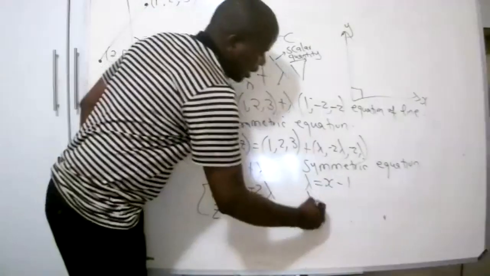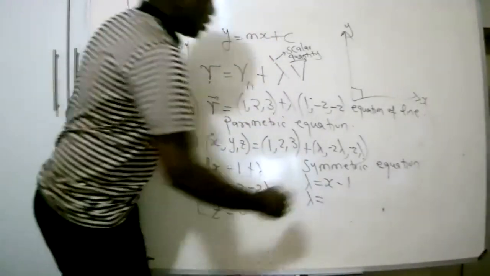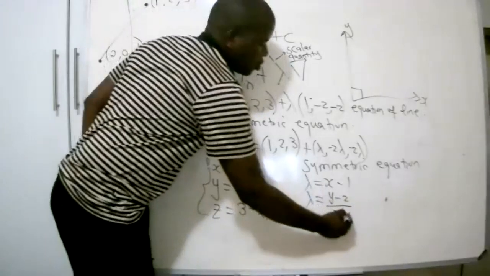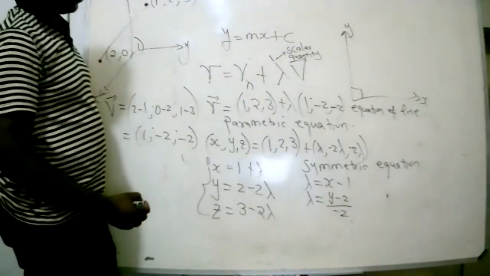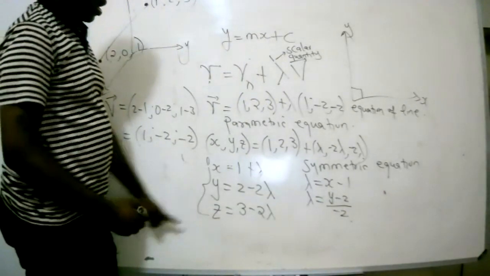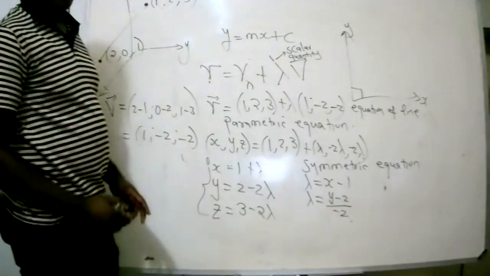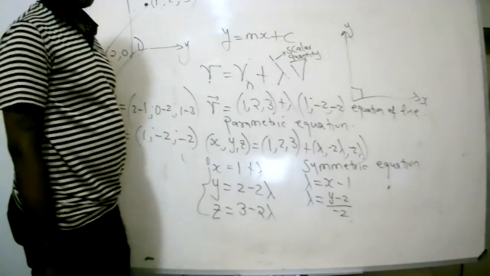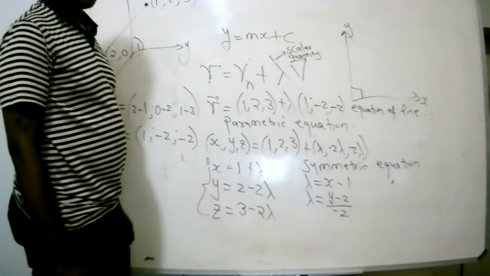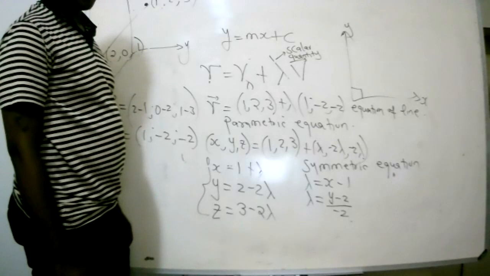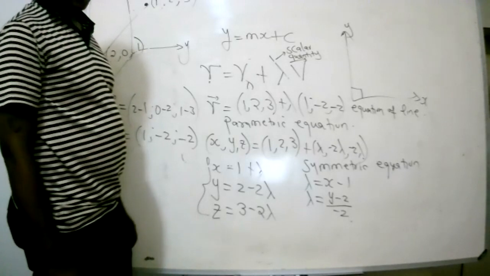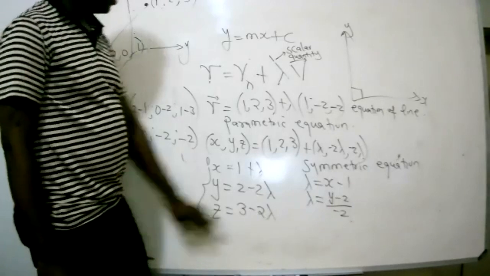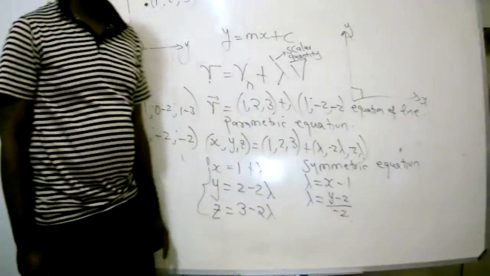And then on the second equation, we're going to have lambda, which is equal to y minus 2, all divided by negative 2. It's fine, eh? No, we don't have to simplify it. Yeah, it must be in fractional form like this.